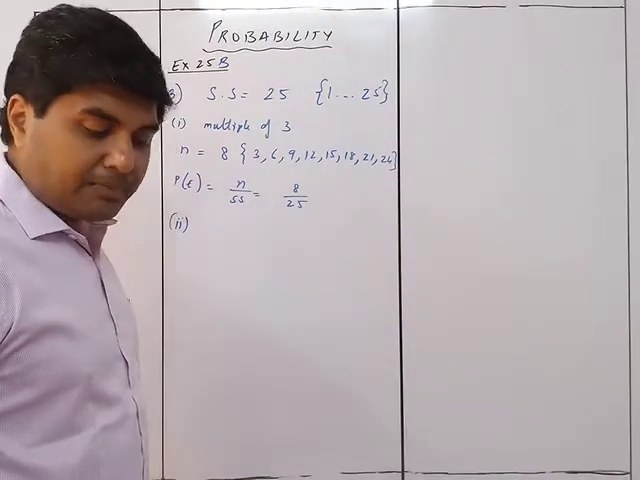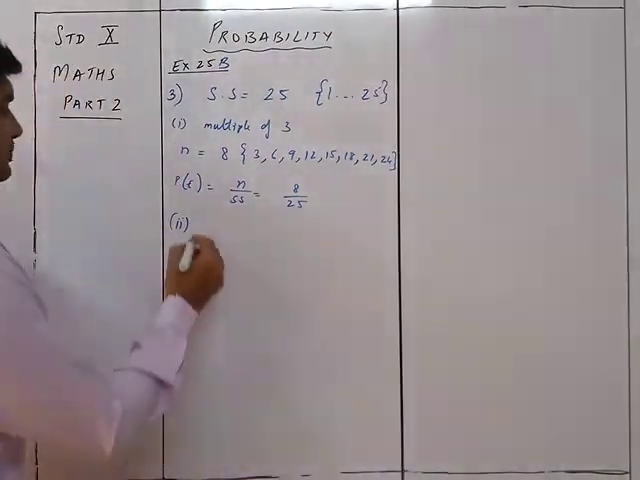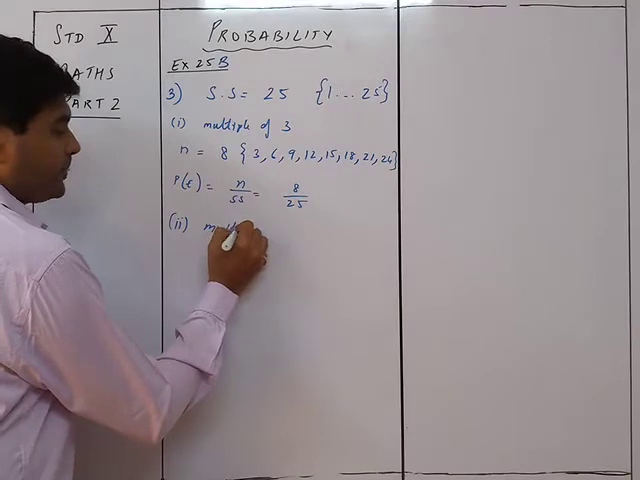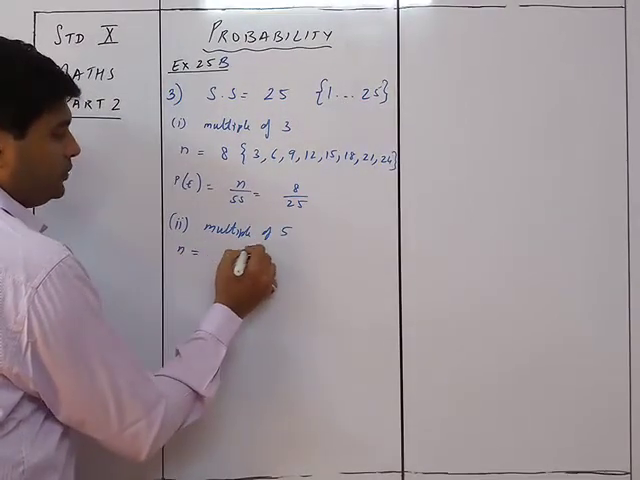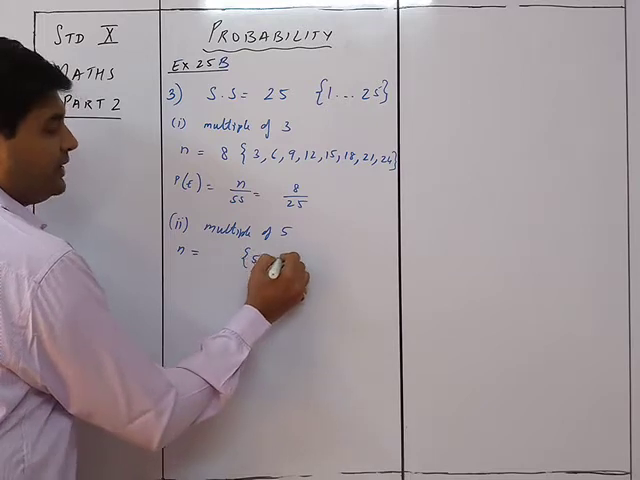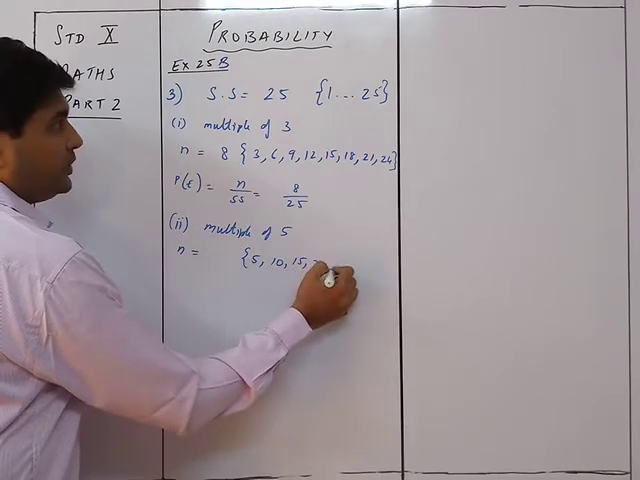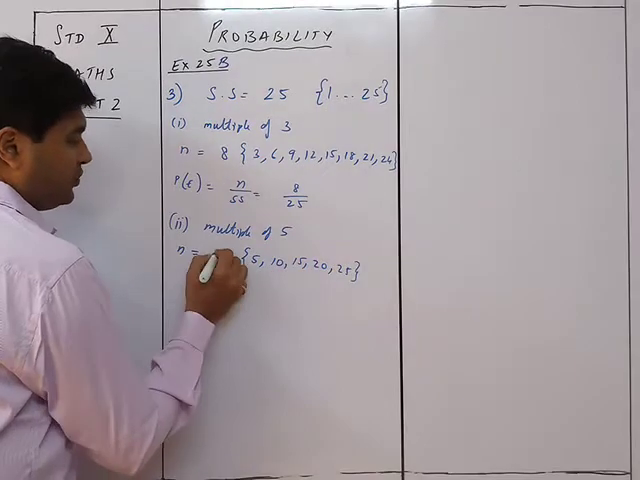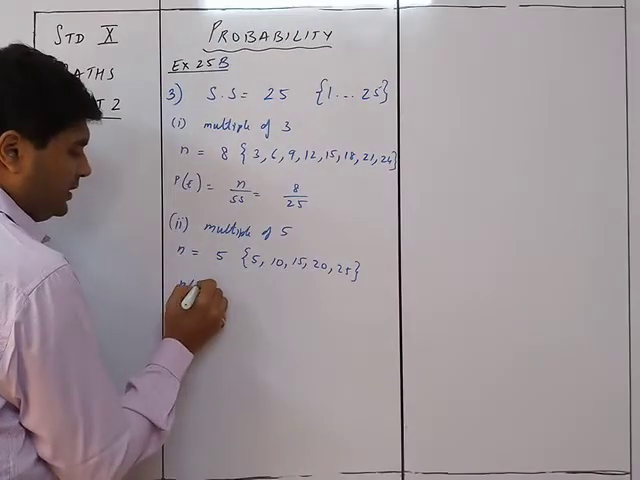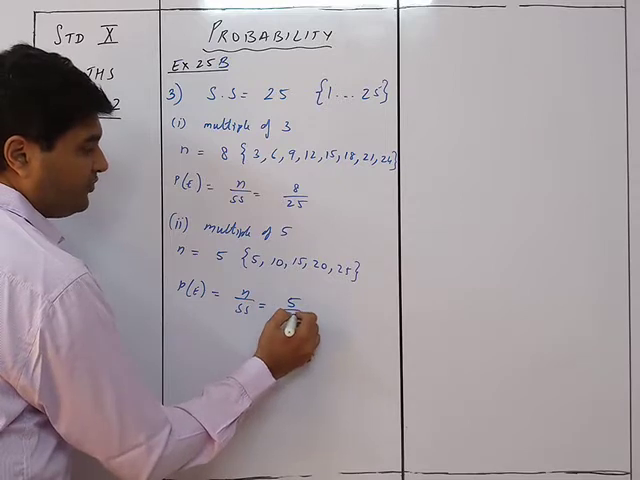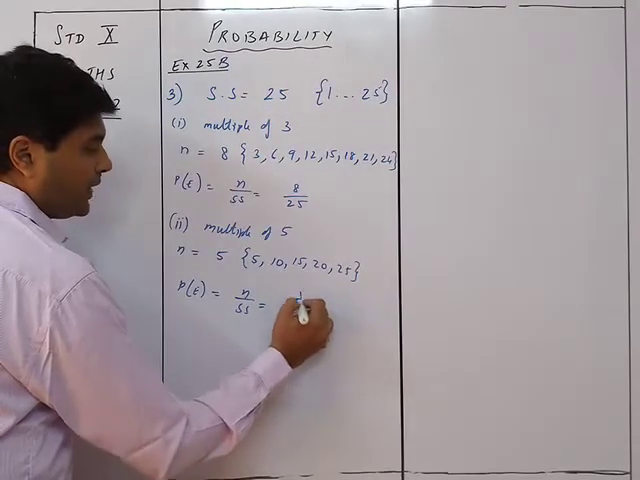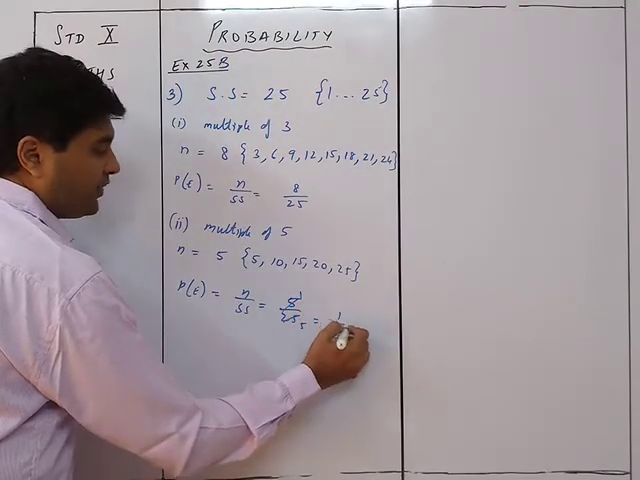Second sum is a multiple of 5. So n will be equal to, you can see, 5, 10, 15, 20, 25. That gives you 5, and P(E) will be equal to n upon S, which is 5 upon 25, that is 1 upon 5.